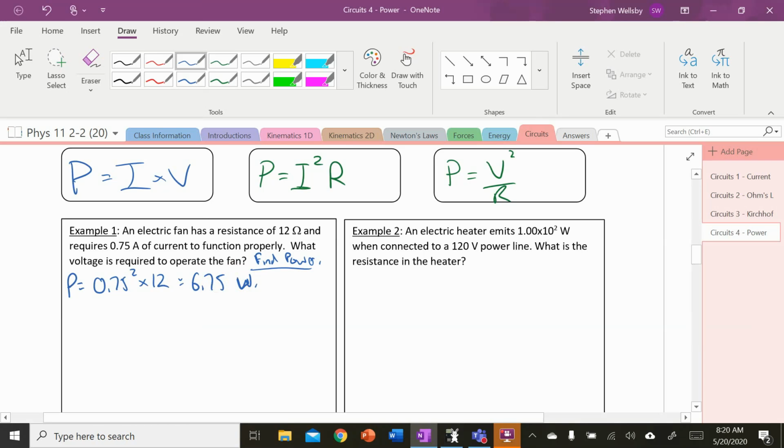And there we go. And let's try for the voltage. So V equals I times R. So this is going to be 0.75 times 12. 3/4 of 12 equals 9 volts.